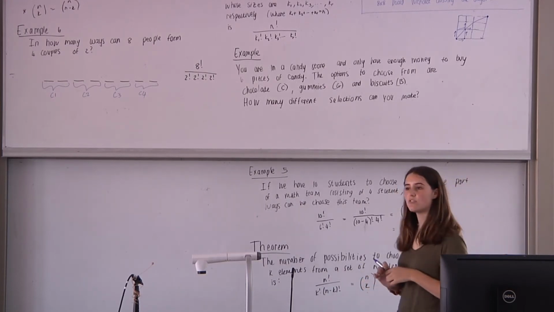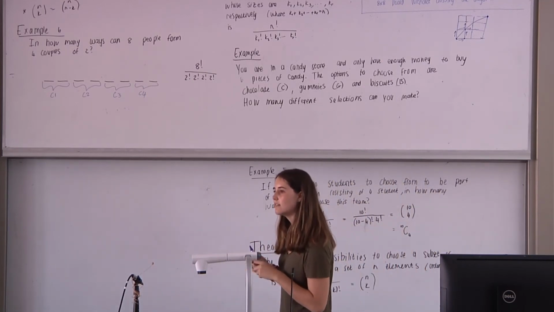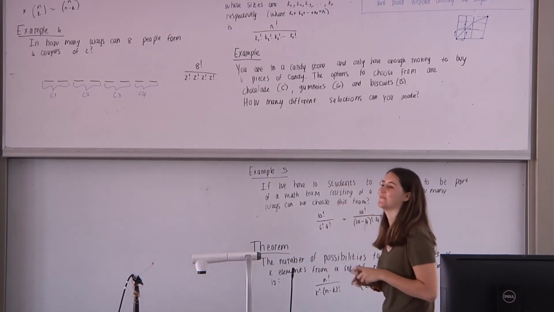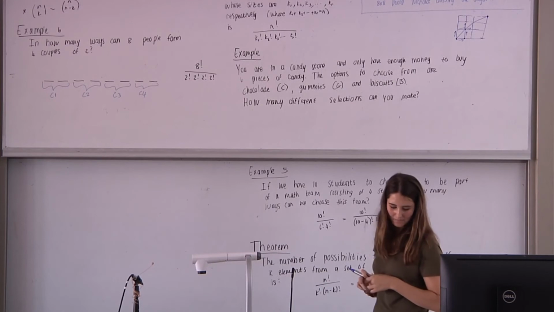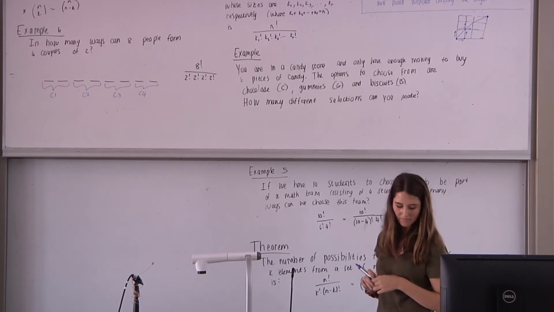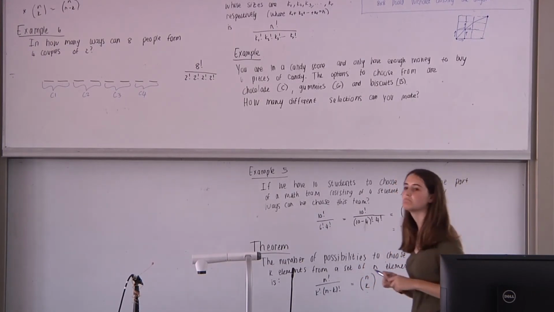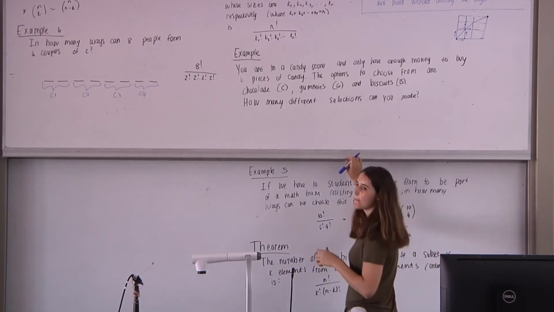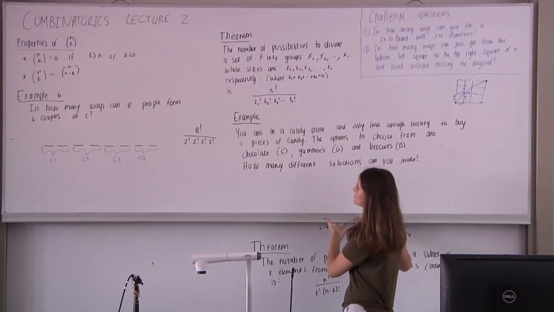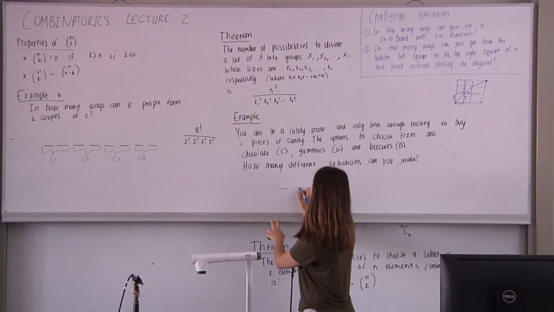Anyone have an answer so far? Yeah? I think it's 6 and 8 to the power 6. No. Okay, so you would agree that we have 6 pieces of candy to choose from.